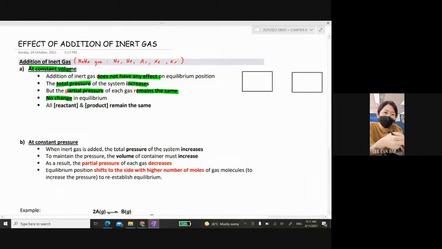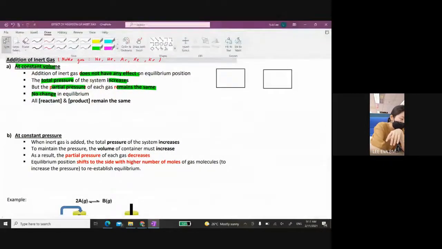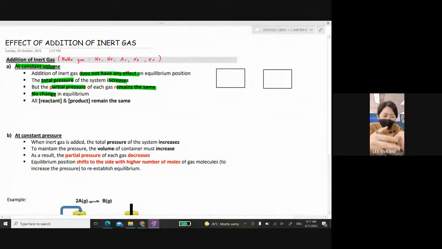And the concentrations of all the reactants and the products will remain the same. We look at the analogy over here. I'm just using a simple diagram. Let's say we want to keep this container at fixed volume. So now I have gas A and gas B inside my container, and the pressures over here, let's say each of them is 10 atm. 10 atm for gas A, gas B. So the total pressure, pressure A plus pressure B, 10 plus 10 gives you 20 atm in total.